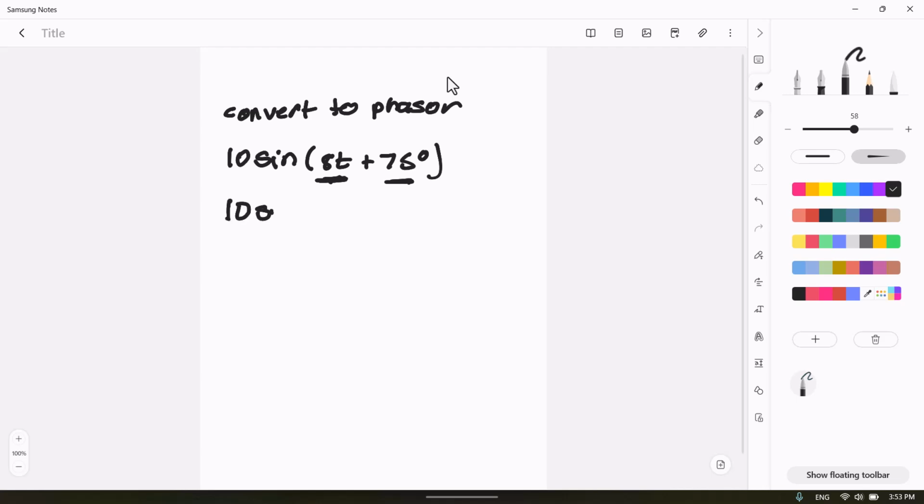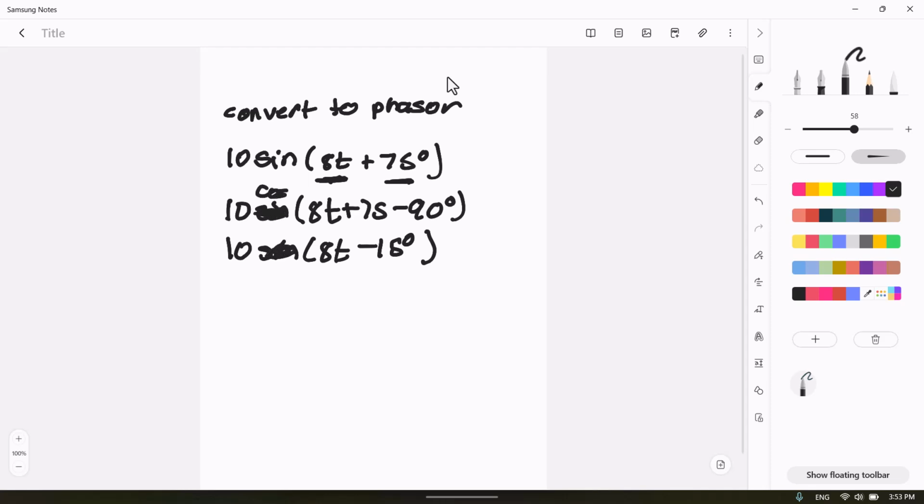So this is 10 sine, 8t plus 75 minus 90 degrees, or 10 sine 8t minus 15 degrees. And we are going to keep things between plus and minus 180 degrees. So if you ever get something smaller than negative 180 or bigger than positive 180, just subtract 360 or add 360 to see what it would be. This should have been cosine when I changed that. And then to change this to a phasor, it is now 10 angle negative 15 degrees.